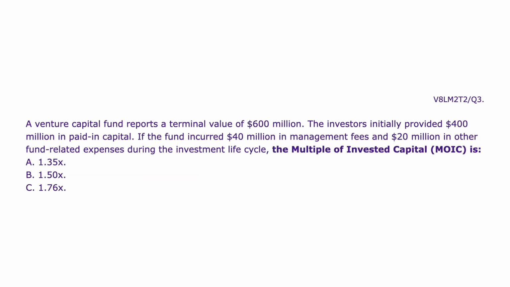A venture capital fund reports a terminal value of $600 million. The investors initially provided $400 million in paid-in capital. If the fund incurred $40 million in management fees and $20 million in other fund-related expenses during the investment lifecycle, the multiple of invested capital, MOIC, is A. 1.35 times, B. 1.50 times, C. 1.76 times.